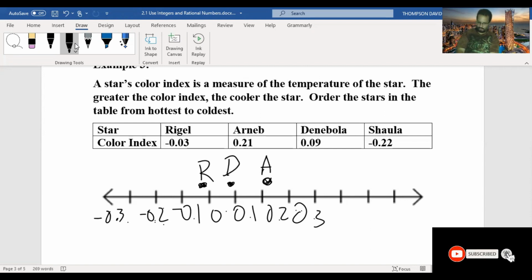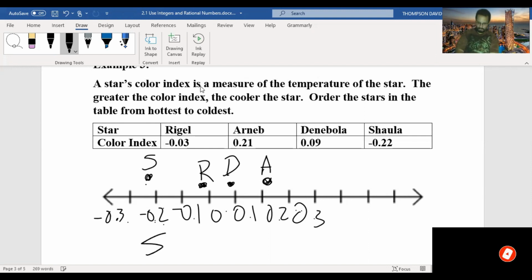And Shala will be between negative 0.2 and 0.3. And we'll put an S above that. It's asked us to order the car index, the cooler star, so it's asked us to order them.